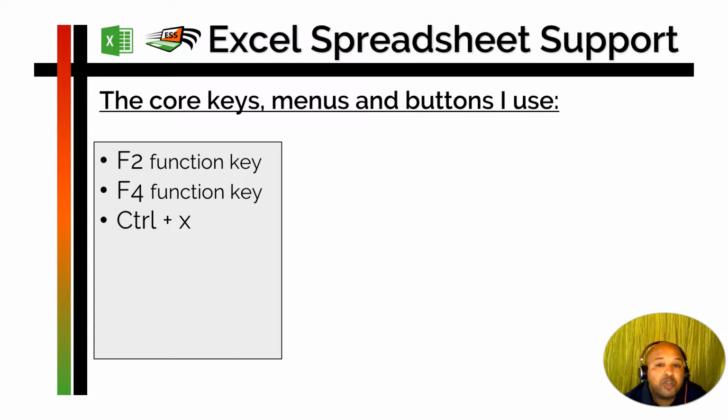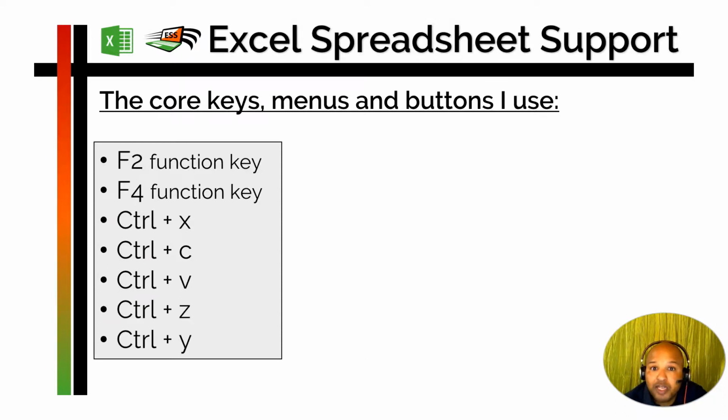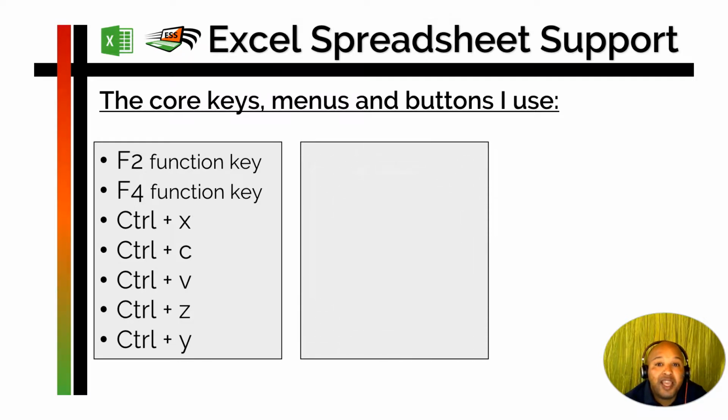Then your Control X, which is used commonly in Windows, is to cut something, the information. Control C, copy. Control V, paste. Control Z, undo. Control Y, redo. Control A is to select all your cells within Excel.